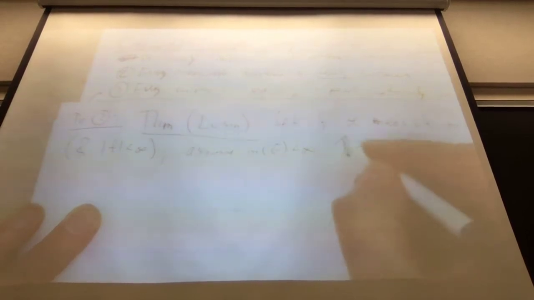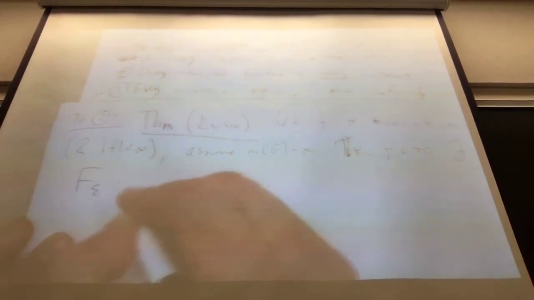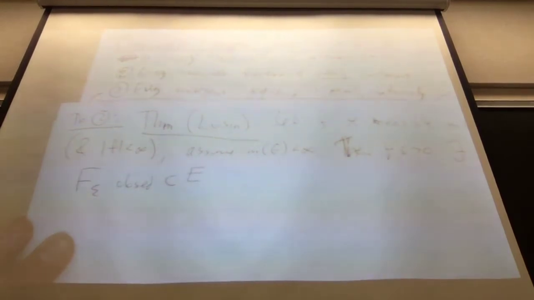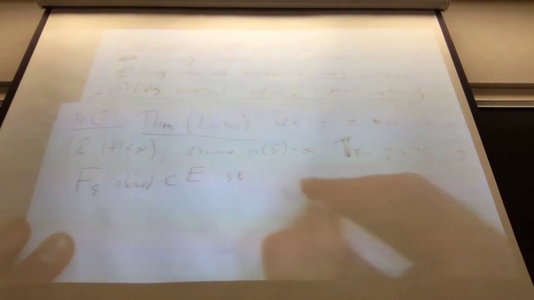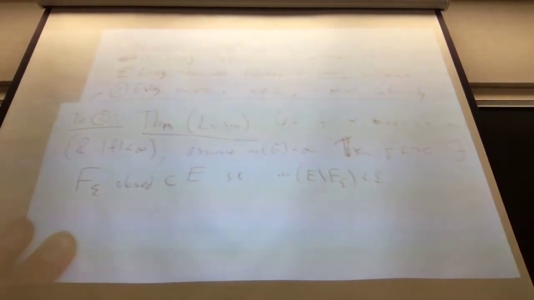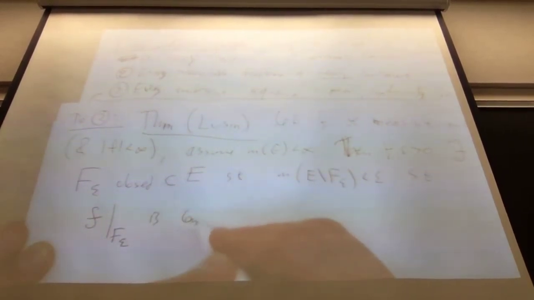Then, for every epsilon, there exists a closed subset, F epsilon, of E with measure difference at most epsilon, such that f restricted to F epsilon is continuous.